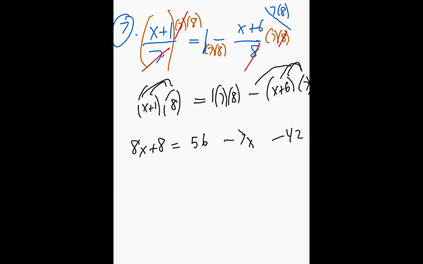Then we're going to combine together all the x's onto the left side. So this 8x is going to stay where it is, but the negative 7x is going to go to the left side. You're going to get 8x plus 7x on the left side equals, and then the 56 and the negative 42 are going to stay where they are on the right side.